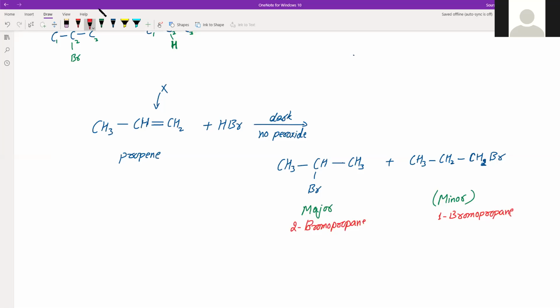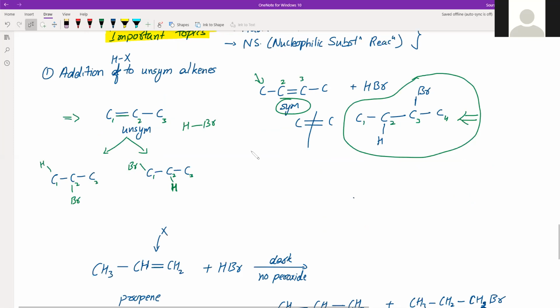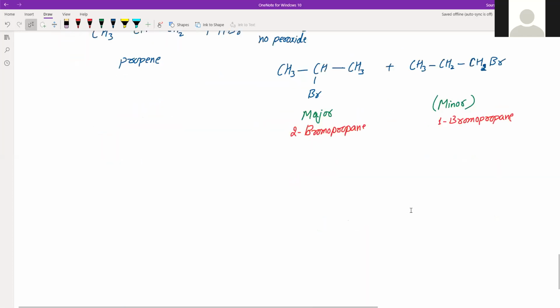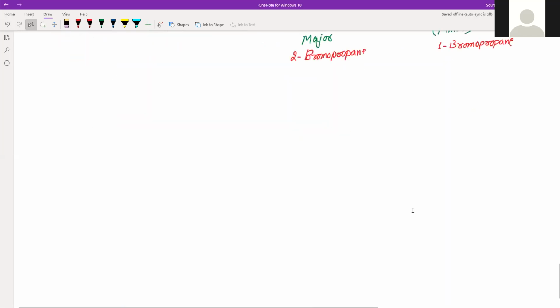So now, is there a way to identify which product will be the major product theoretically instead of observing it practically? So can we do that? That is possible, and it is actually explained why this product is the major product and why the second product is not the major product. That is explained by a rule called Markovnikov's rule. So let us understand what Markovnikov's rule is.